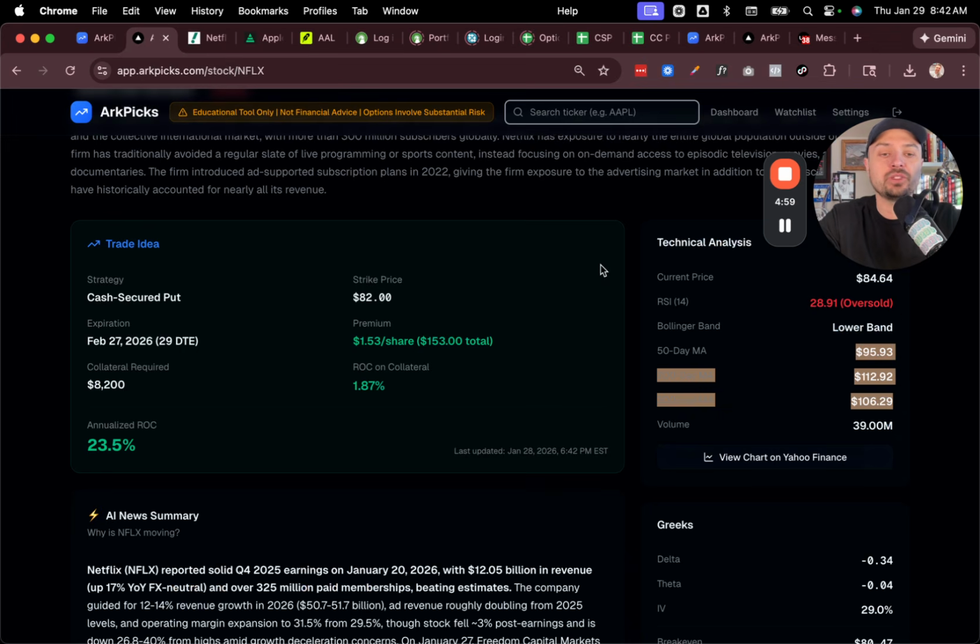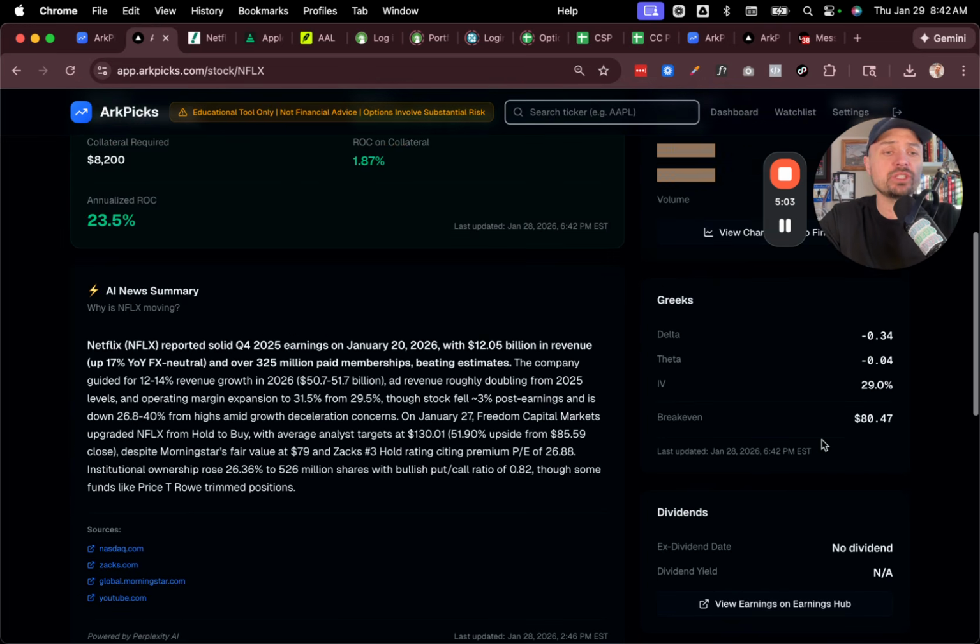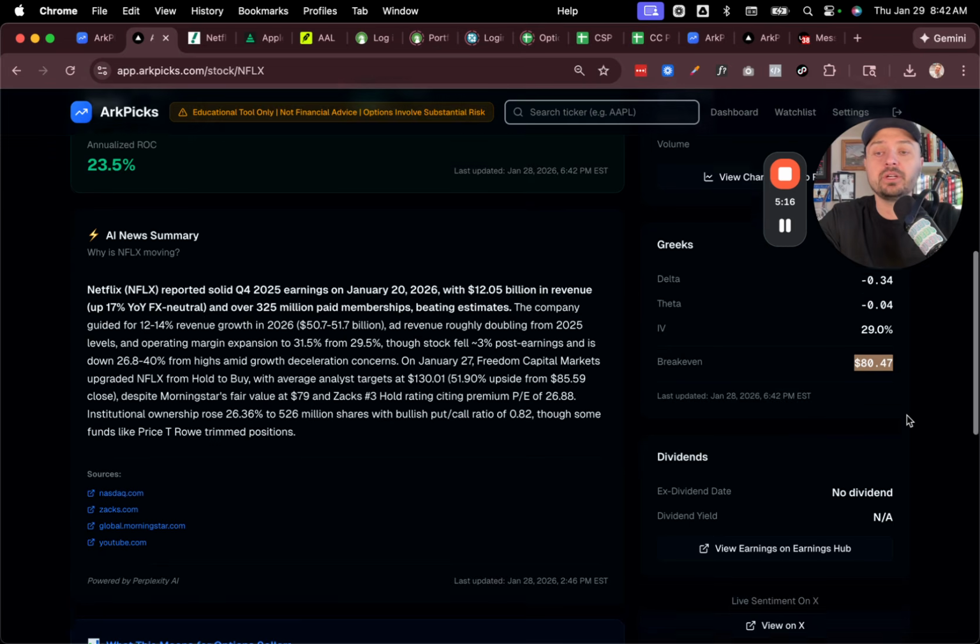Still, obviously, love to use Yahoo Finance. As we scroll down this page, we'll see the Greeks for that specific contract. So we see it's about a 34 delta here. Our break-even price with that premium included, roughly our cost basis on assignment, would be around $80.47 with that premium included in there.